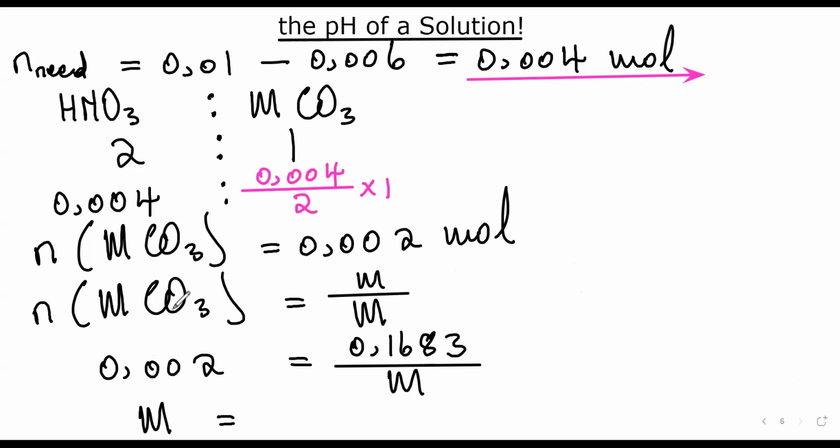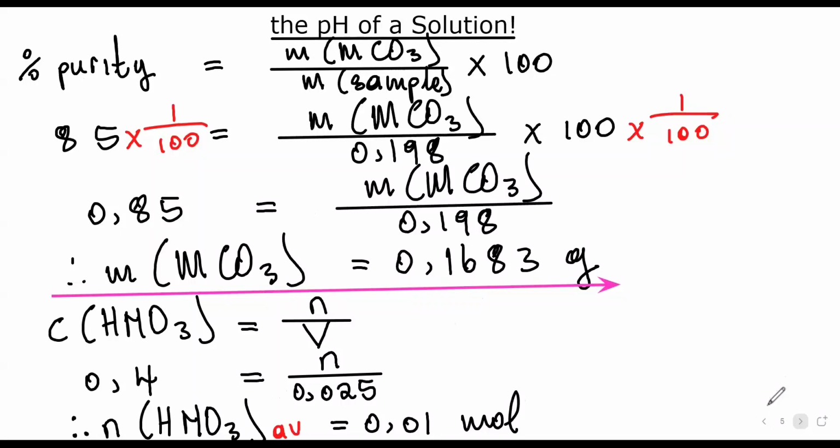So 0.1683 divided by 0.002, well, we simply get 84.15 grams per mole.